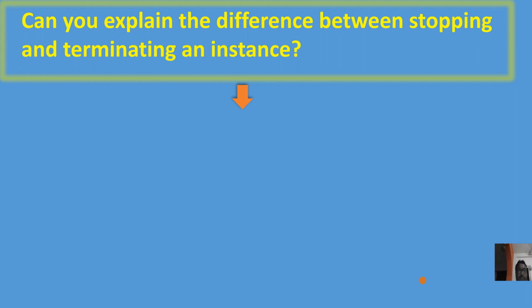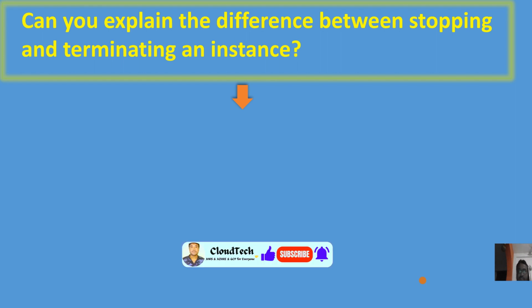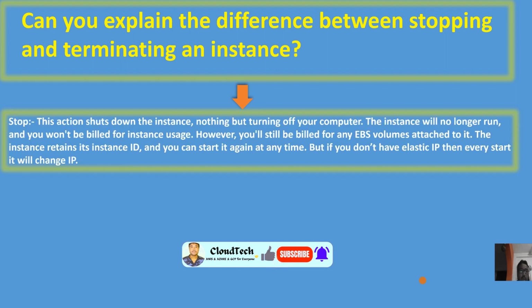This is also one of the most common and most frequently asked questions: can you explain the difference between stopping and terminating an instance? Okay guys, so what does it mean? Stop means shutting down the instance. Shutting down is nothing but, like on our personal laptop, when we turn off our computer. Stopping means that.